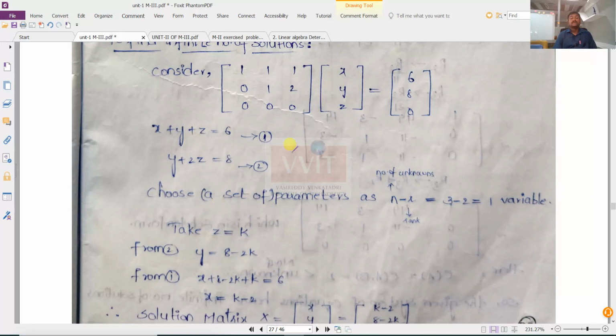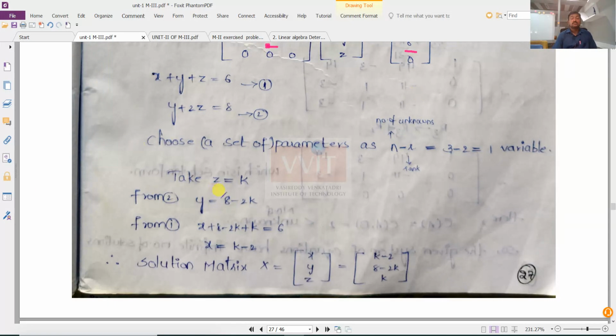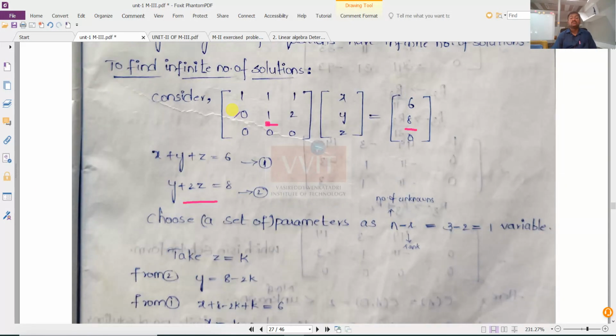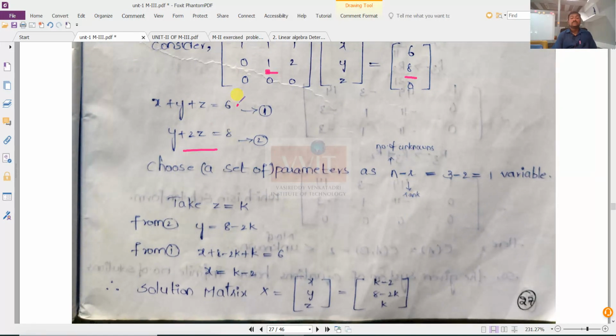So in the back substitution method, the last column is empty. Moving up, y plus 2z equals 8. Another one, x plus y plus z equals 6.